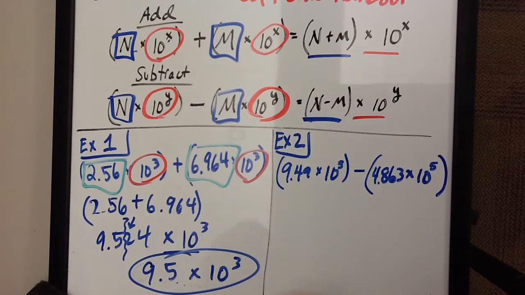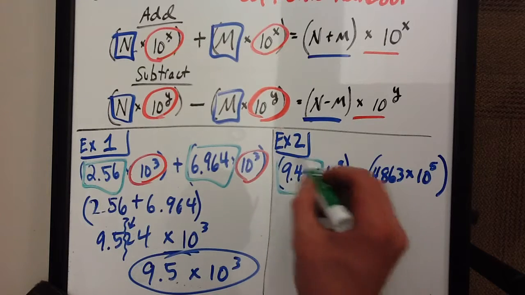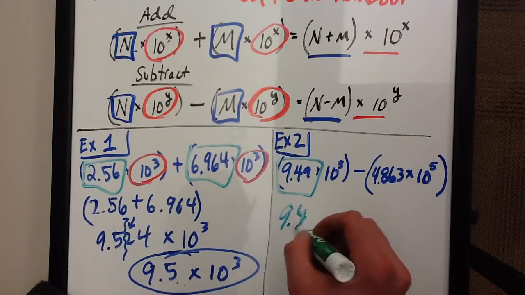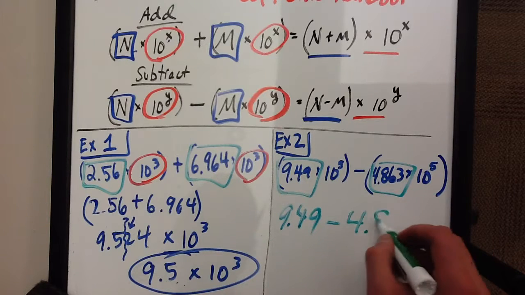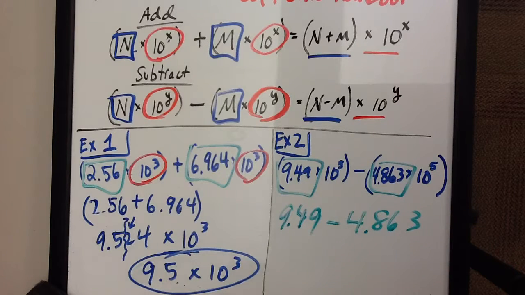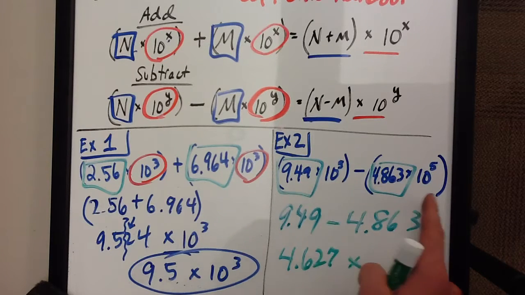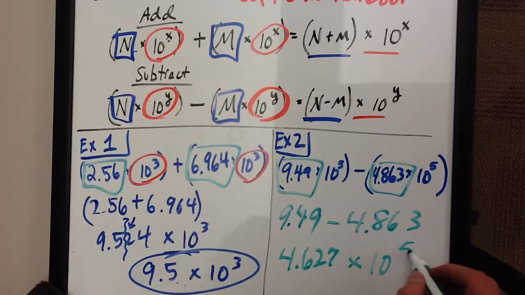Example number 2, here's a subtraction one. My powers of 10 are the same. This is 10 to the 5th. That's 10 to the 5th. So I can go ahead and subtract my bases. 9.49 minus this base, 4.863. When I subtract those bases, I will get 4.627. And then my power of 10 stays the same. 10 to the power of 5. That stays the same.